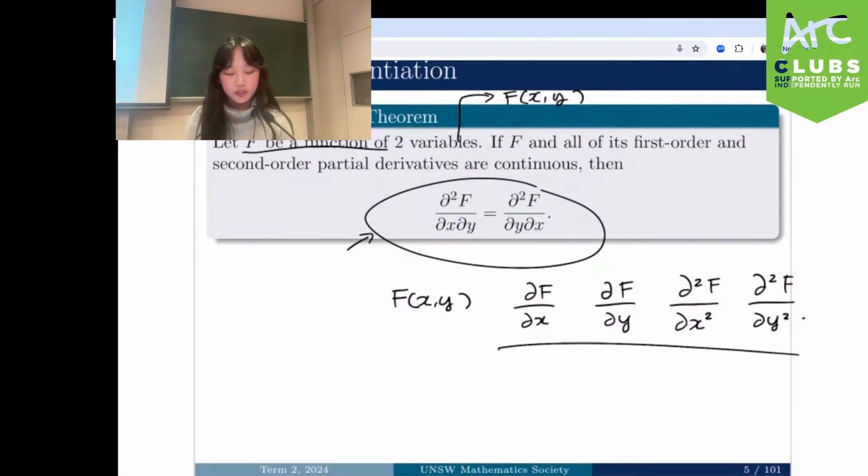So as the condition states there, if f and all of its first and second order partial derivatives are continuous, then the order doesn't matter when we're differentiating with respect to which variable. So the partial derivative where we take x first, then y, would be the same as if we take y first, then x. Okay?